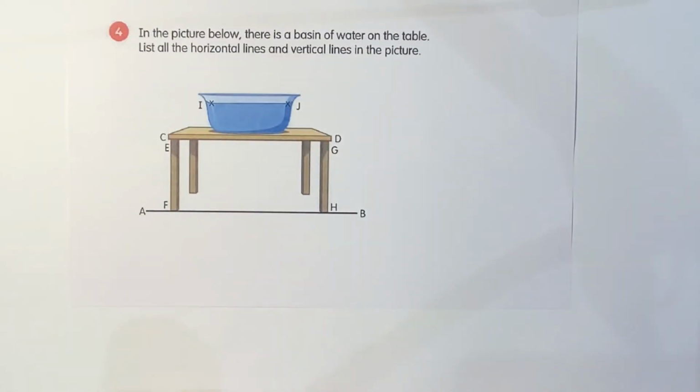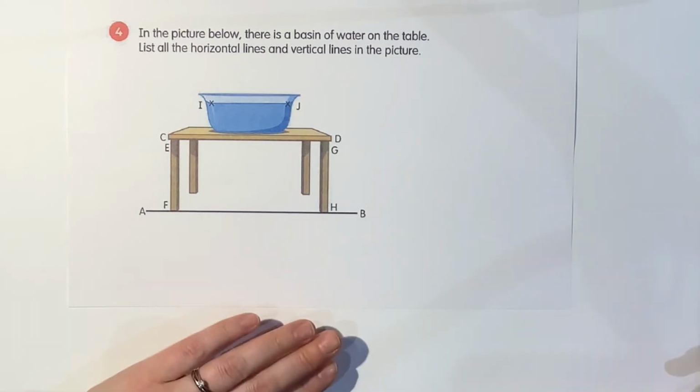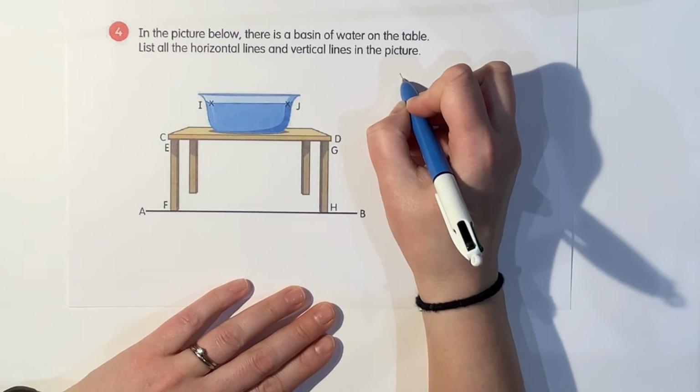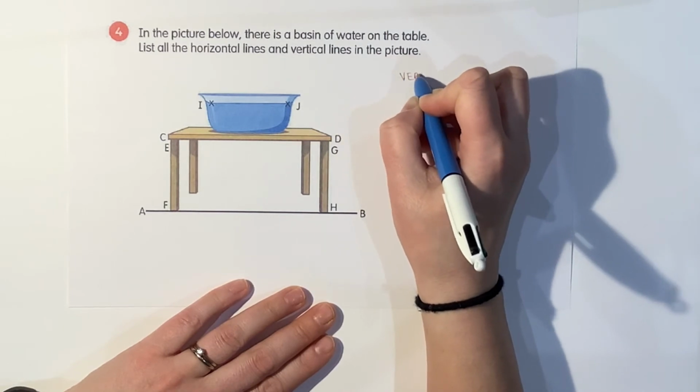Right, in the picture below, there's a basin of water on the table. What I would like you to do is have a go at listing all the horizontal and vertical lines in the picture. Pause, have a go, then I'll list a few, and then we'll have a go at doing some practice. Okay, so vertical lines then.